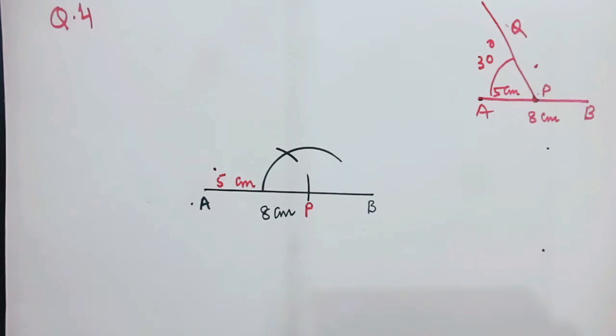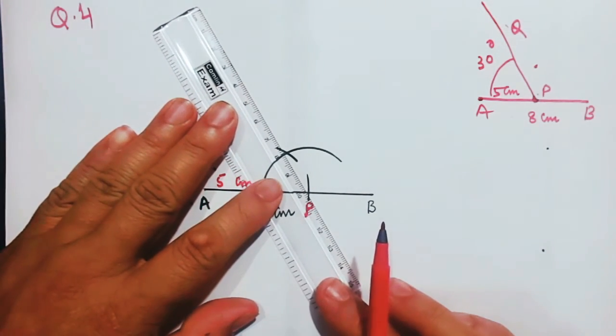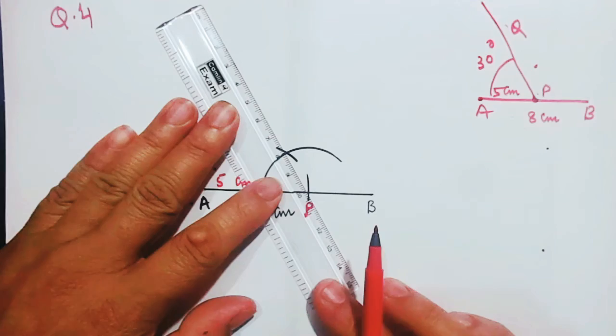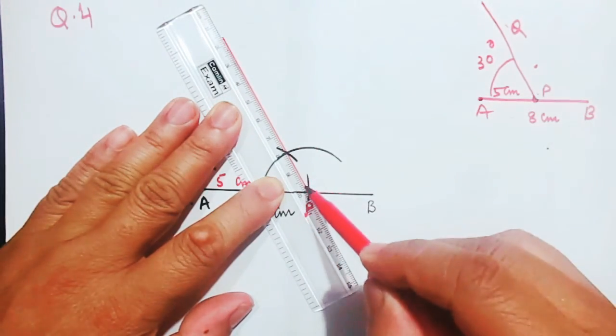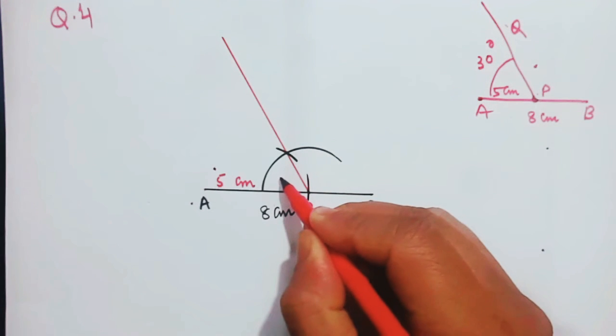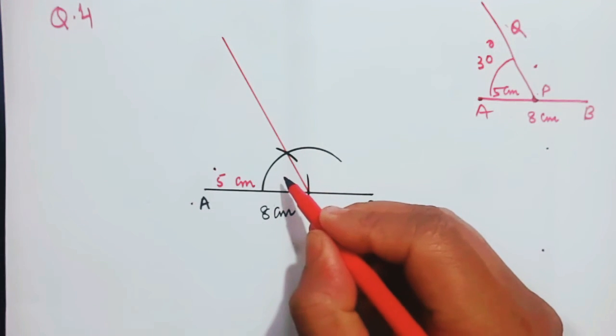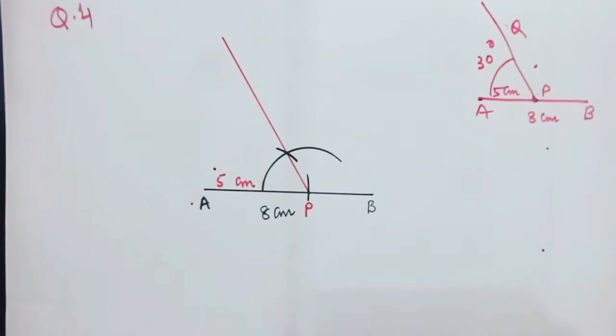So using again my scale, or you can say the ruler, I shall be joining these 2 points. So let me join these 2 points. I have joined these points. Now this means 60 degree. This is my 60 degree. Now what we had been asked? We had been asked to construct 30 degree.